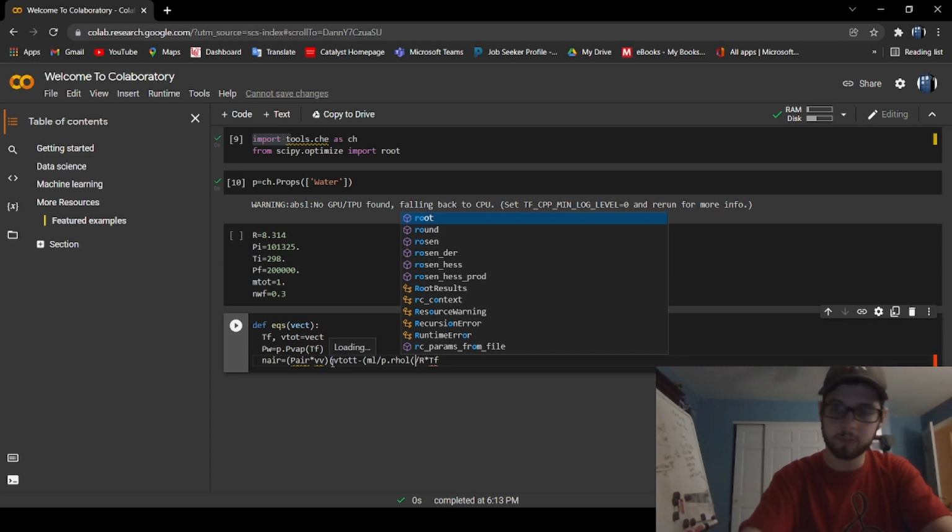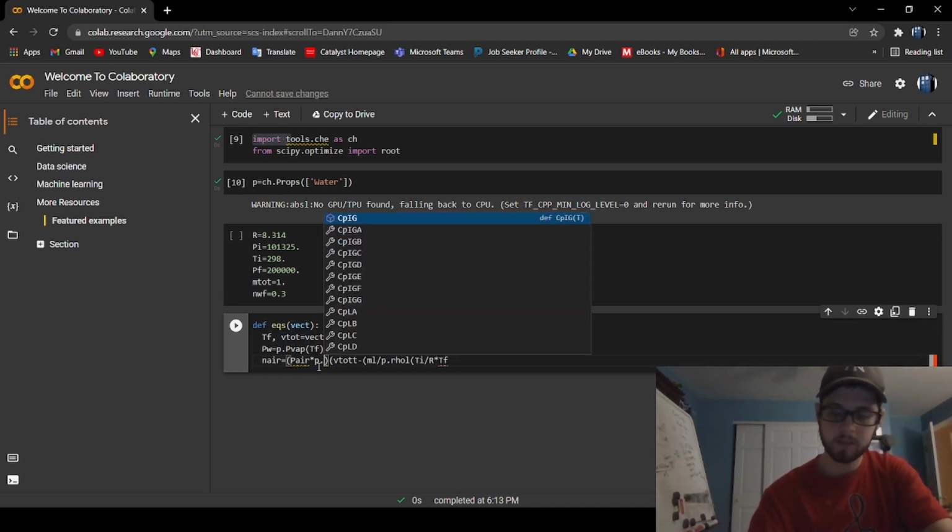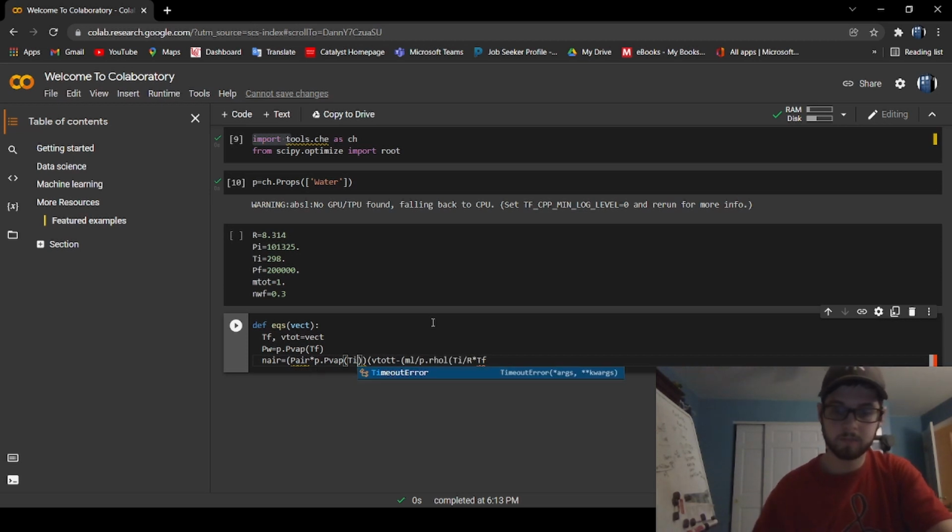of the temperature, initial temperature, and I guess this one's going to be P.PVAP, and also the initial temperature. And I need an operator in here. Okay.